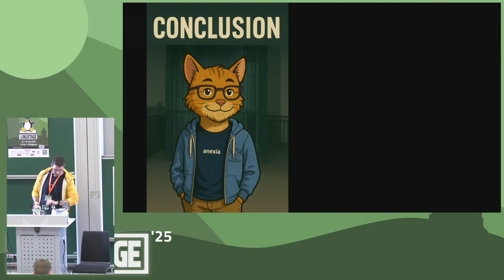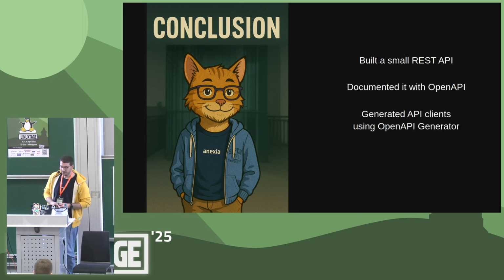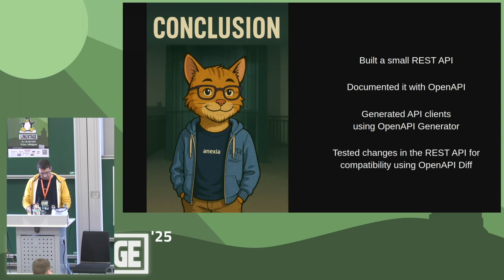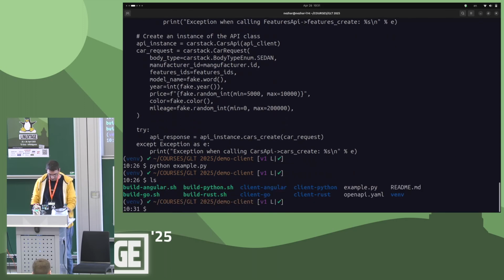Okay, so we've covered a lot of things. We've built a small REST API using Django. We've documented this API using OpenAPI. We generated just a Python client, but if you look in the repository, there are also examples on how to use this with Rust or Angular or Go or whatever you want. And the command to build them will always be the same. You just change a few of the parameters.